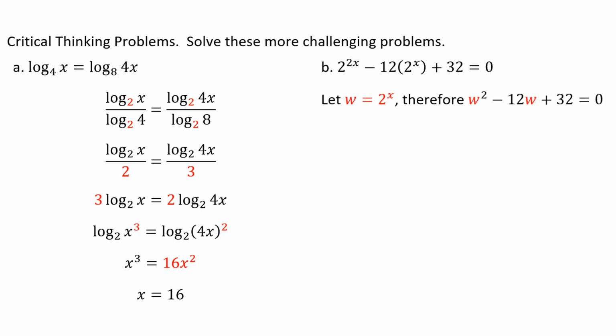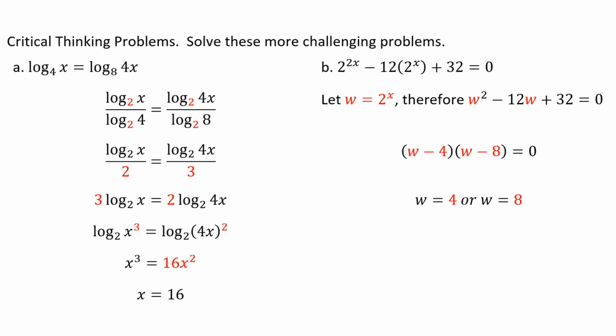So we can make a substitution, whatever variable you want. But if we say, let's allow w to equal 2 to the x, then that would switch over to w squared minus 12w plus 32 equals 0. That looks much more manageable. We can try to factor that, and that can lead us into realizing that w could equal 4 or 8.